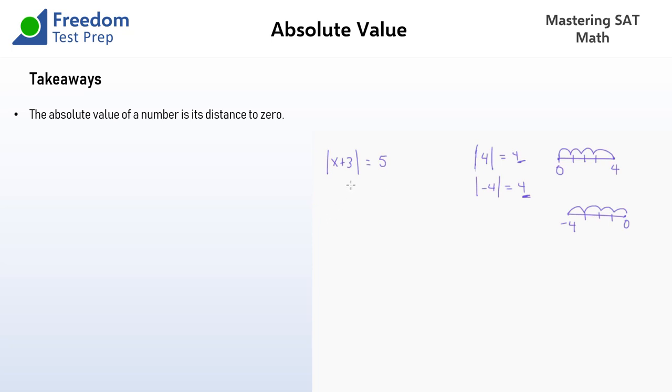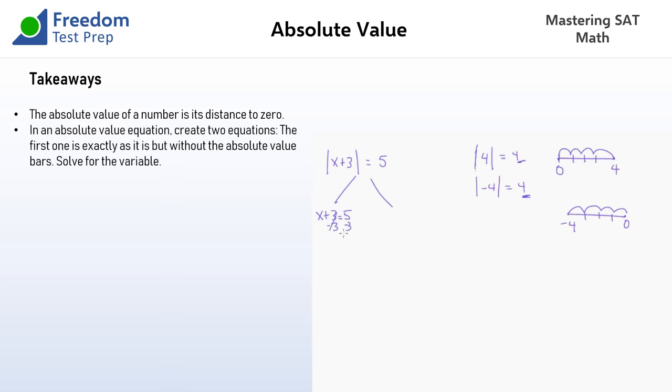Now there are two equations that you need to draw from this one absolute value equation. The first one is exactly what it looks like without the absolute value bars. And then you simply solve for x by subtracting out the 3's on both sides, and you get x equals 2. Very simple. The other one, the thing in the absolute value bars always stays the same. But instead of making it equal to 5, you make it equal to negative 5.